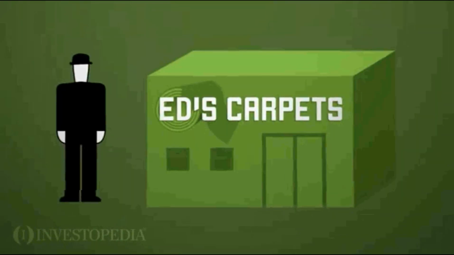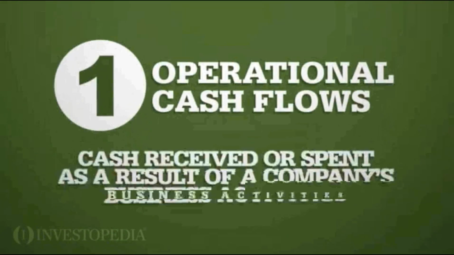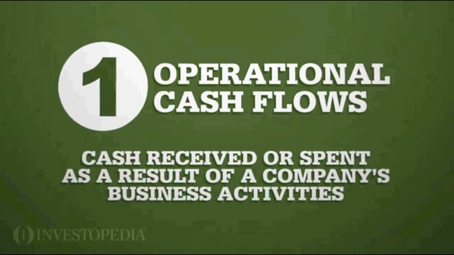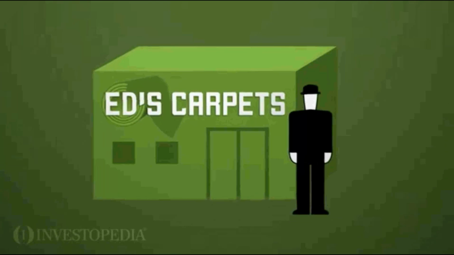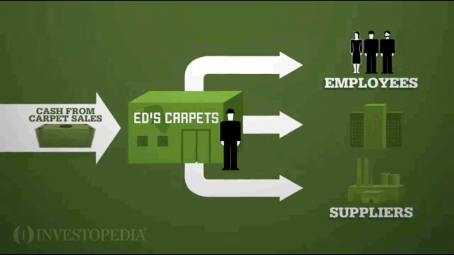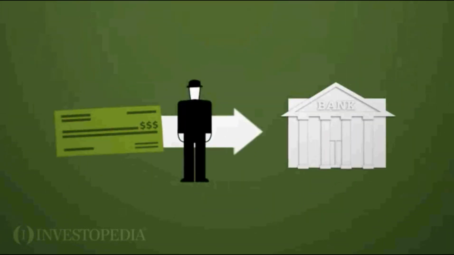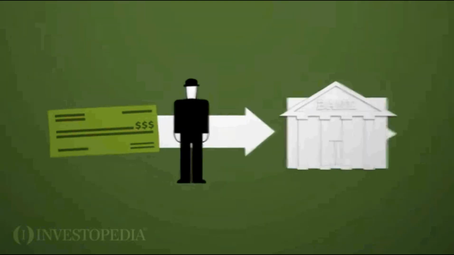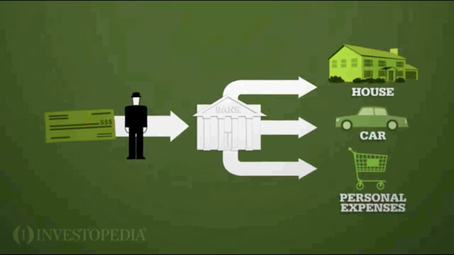Whether we are talking about Ed or his business, there are generally three types of cash flows. 1. Operational cash flows refer to cash received or spent as a result of a company's business activities. For example, a business like Ed's Carpets brings in cash by selling carpets and sends cash out to pay employees and suppliers. Similarly, Ed pays himself a salary, providing cash flow to his personal account. Cash will flow out to pay for his expenses, such as food and housing.